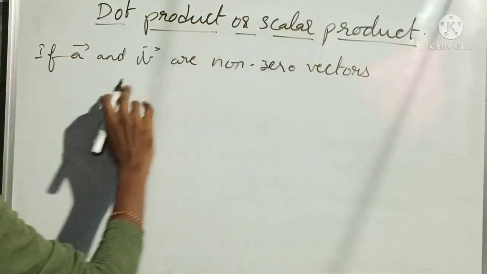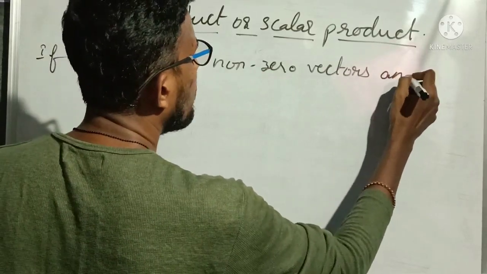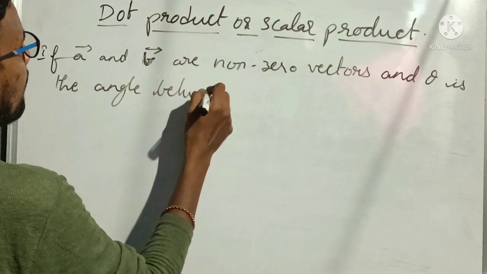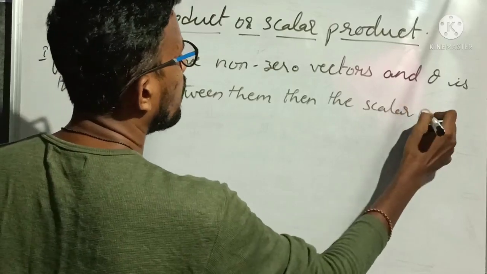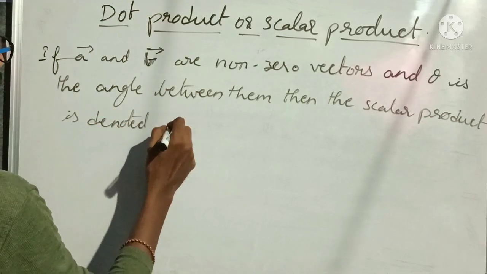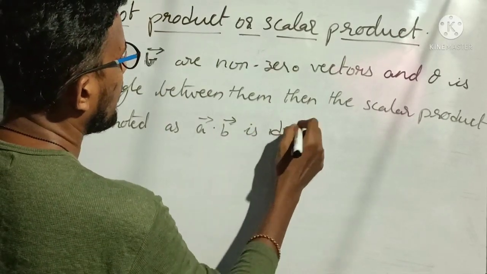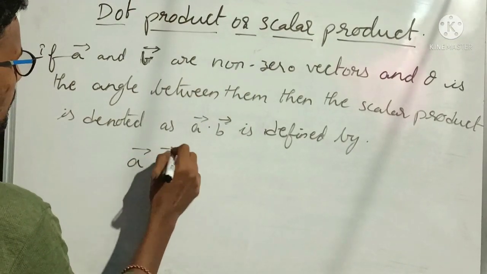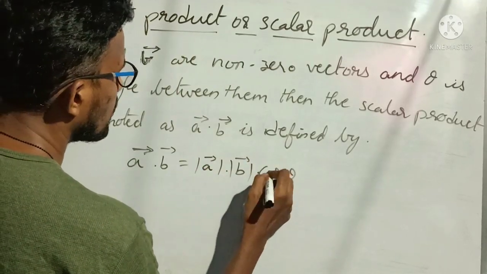always whenever we are using dot product, the two vectors which we are taking should be non-zero vectors, and theta is the angle between them, then the scalar product or dot product is denoted as a bar dot b bar and is defined by, we have some formula, that is a bar dot b bar is equal to modulus of a bar into modulus of b bar cos theta.